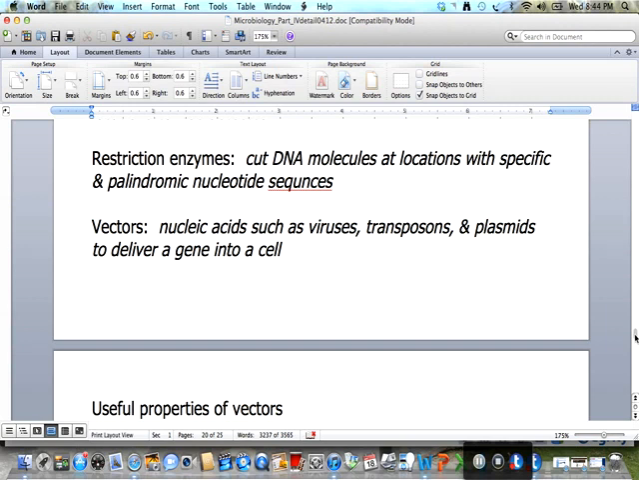There are several useful properties to vectors. They are small enough to manipulate in the lab. They can survive inside a cell. They also can contain a recognizable genetic mark and can ensure genetic expression by providing the required elements like promoters.